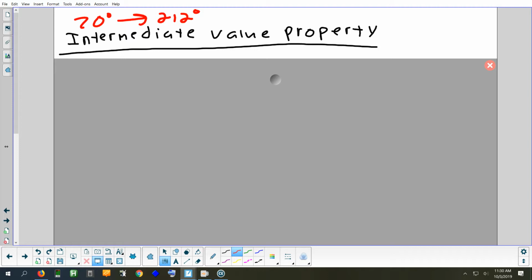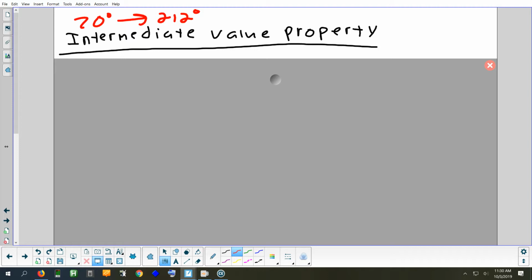How many temperatures does it go through from 70 to 212? In whole numbers? Even decimals. An infinite amount. It goes through every single possible temperature. So there is a time when the water is exactly 81 degrees as it's heating up. There is a time when the water is exactly 97.6 degrees or 204.617 degrees. It might be a very short amount of time.